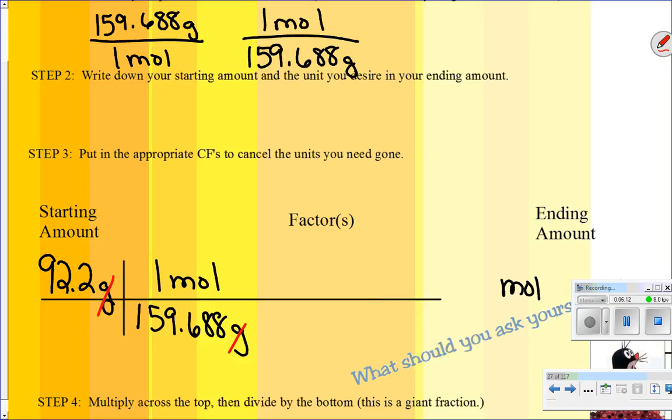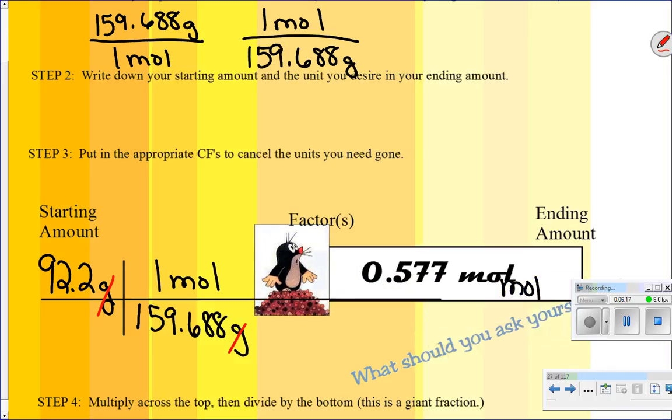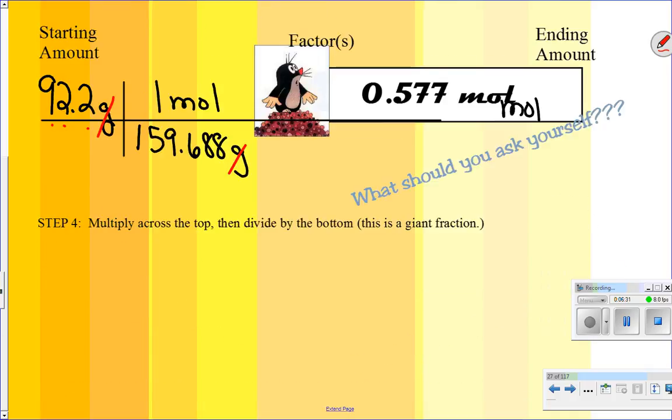So when I do the math for this, I'm going to end up with about 0.577 moles. Again, I'm going to have 3 sig figs since my 92.2 is 1, 2, 3 sig figs. So that again is what's going to be limiting my number of significant figures. I think it can be really important with these.